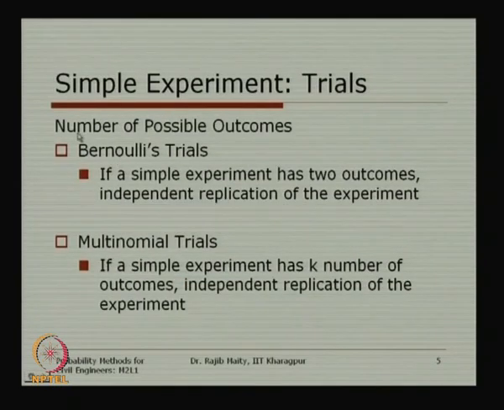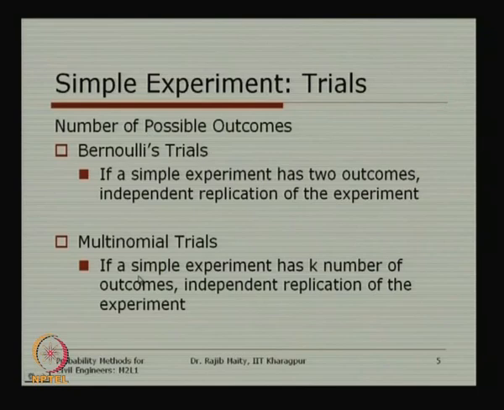There are different possibilities of the outcome for a particular experiment, and based on the number of possible outcomes, it can be divided into two different parts. The first one is Bernoulli's trials. It says if a simple experiment has only two outcomes, for example, as I said, in case of tossing a coin, there are only two possible outcomes, head and tail, and independent replication of the same experiment, then this kind of trials is known as Bernoulli's trial.